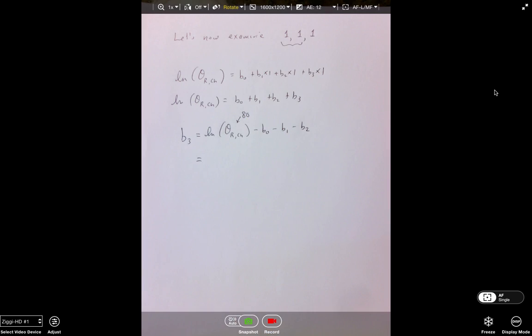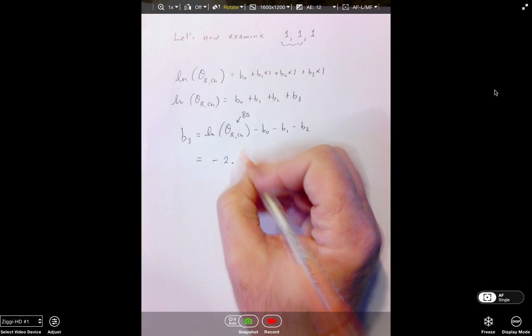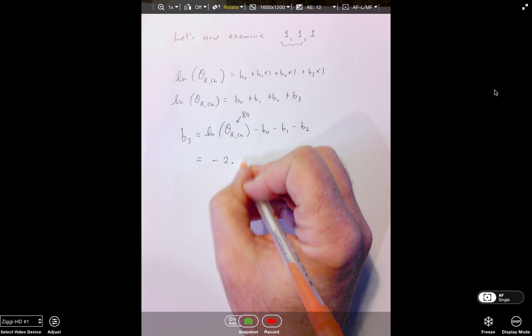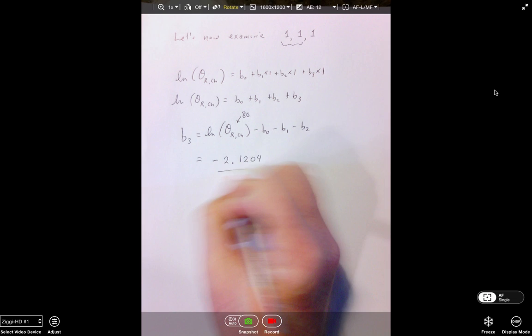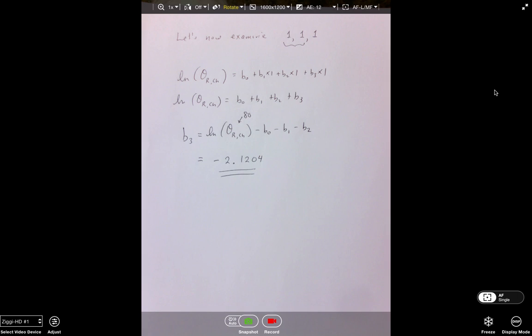And when I work all this out, I get negative 2.1204. And guys, as always, I really do encourage you to keep me honest out there. Make sure that I entered everything completely.